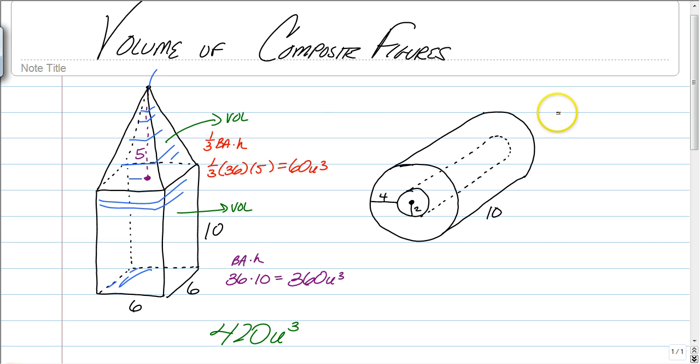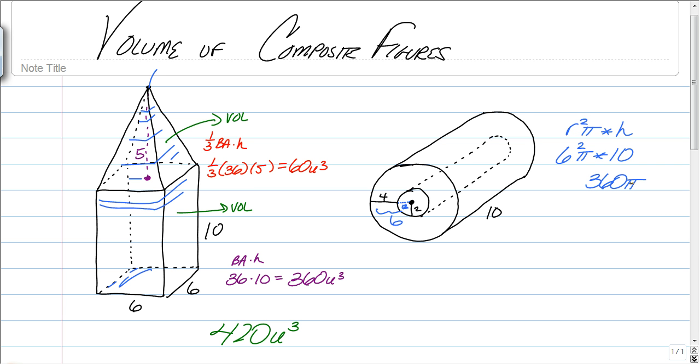So let's give it a try. First thing you want to do is find the volume of the entire cylinder as if it was one piece. So to find the volume of a cylinder, it's radius squared pi for your circle base times the height. So the radius of the big circle is going to be a total of 6 because we have the 2 for the inside plus the 4 from here to here. So we have 6 squared pi times our height of 10, giving us a total volume of 360 pi for the entire cylinder.